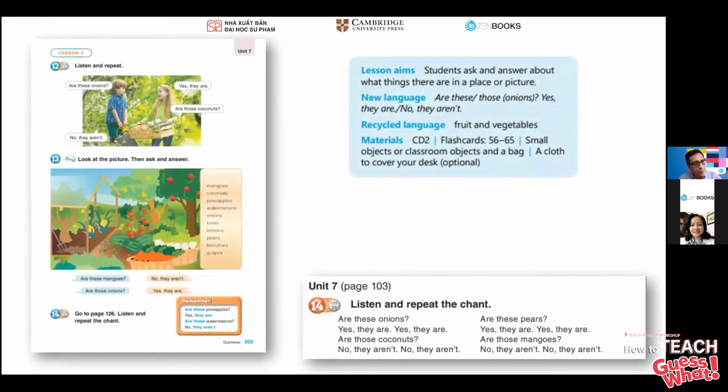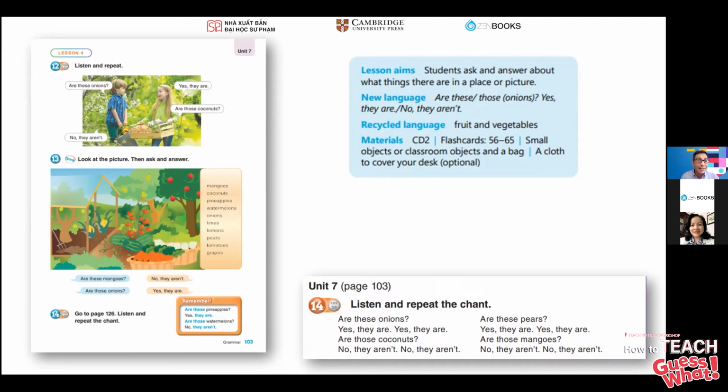And then for lesson 4, also a little bit freer, but a chance for them to practice the grammar. Are these? No, they aren't. Yes, they are. So that it's not just these are, but now I'm getting the question form and the positive and the negative form of the words. So again, listen and repeat for the model practice. Then that goes into the output.